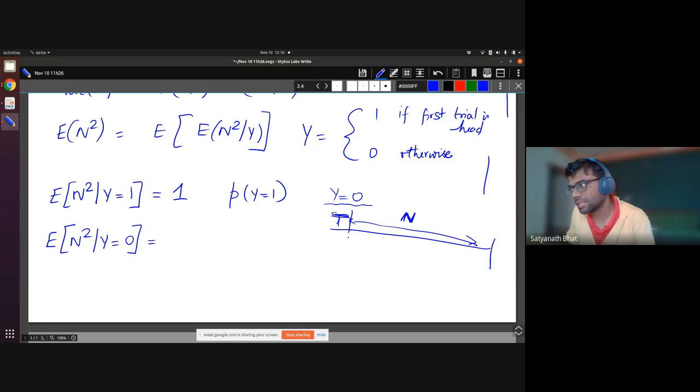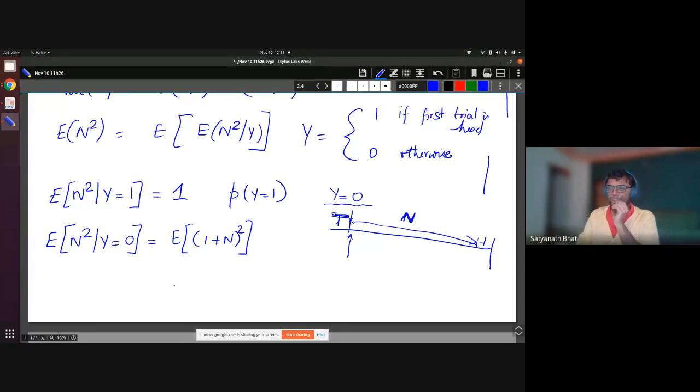Correct, because I told you that this is a memoryless system. So if I start observing from this point onwards, the number of rounds that I need to wait till I see the first head, because the first one was a tail, is going to be N. So that is why it is going to be 1 plus N whole squared. So this is going to be the expected value of 1 plus N whole squared. Is this clear? Ramnath, is it clear?